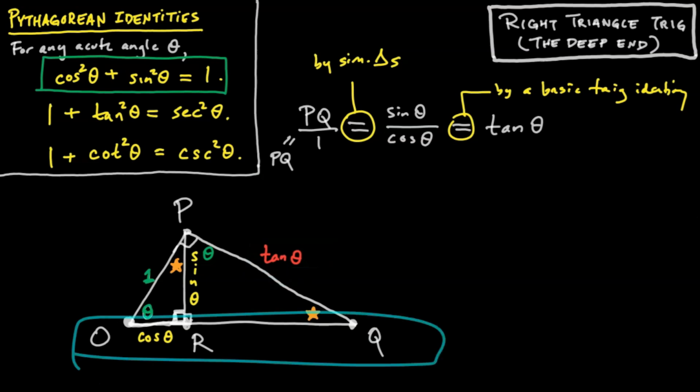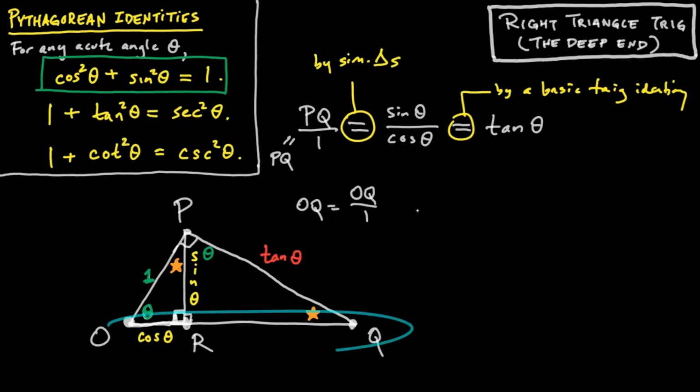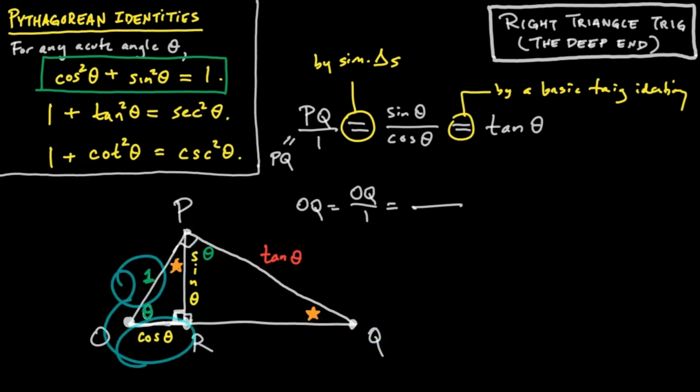Excellent. What about side OQ, the hypotenuse of the big triangle? Well, we could proceed the same way. We know that OQ, we could say, is OQ over 1, which is worth looking at because that is a ratio on that big triangle. It's the hypotenuse to the leg adjacent to theta. And that ratio is going to be equal to the corresponding ratio on our original triangle, to which the big one is similar. Hypotenuse to leg adjacent to theta on the original is 1 to cosine. So I'll write that down. Good. And again, that equal sign is justified by similar triangles.